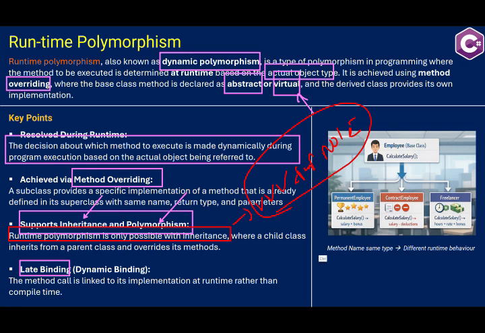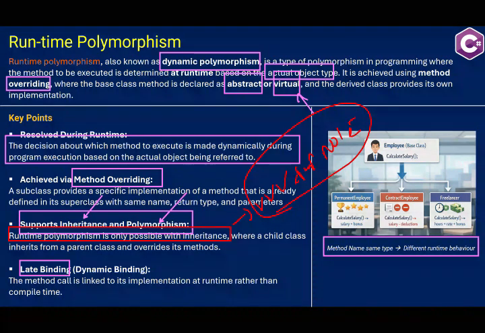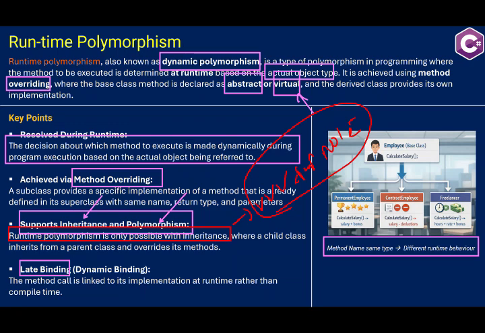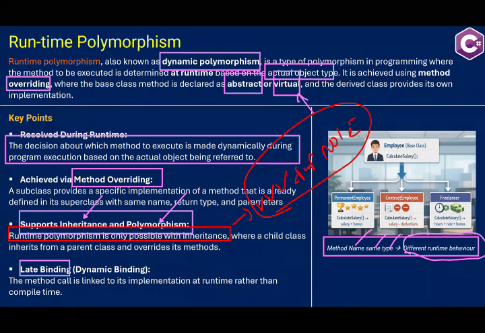So my final words are that in runtime polymorphism the method name is the same and it has different runtime behavior. Programs related to compile time polymorphism and runtime polymorphism we will check in the upcoming sessions.